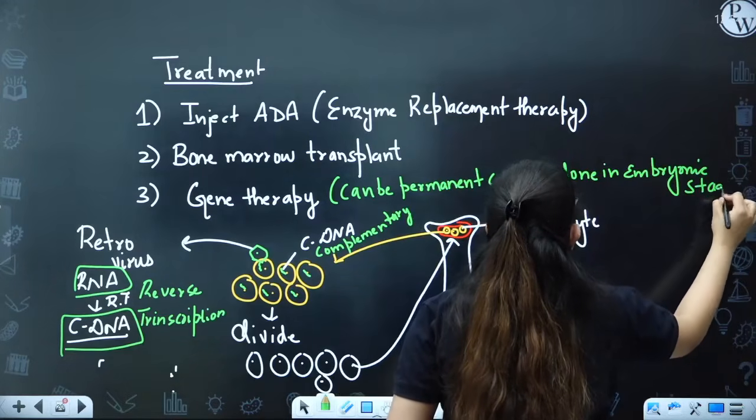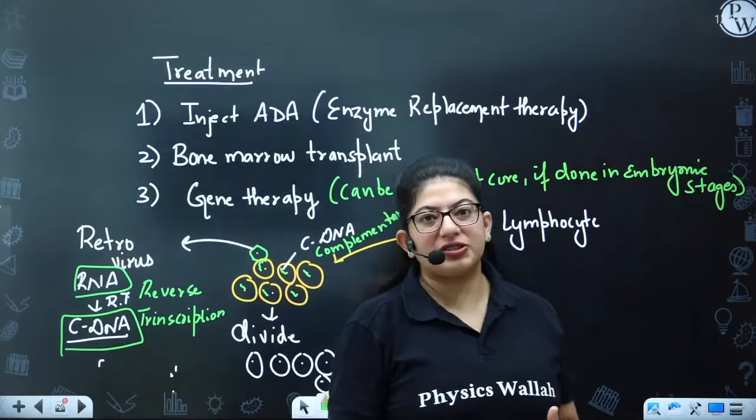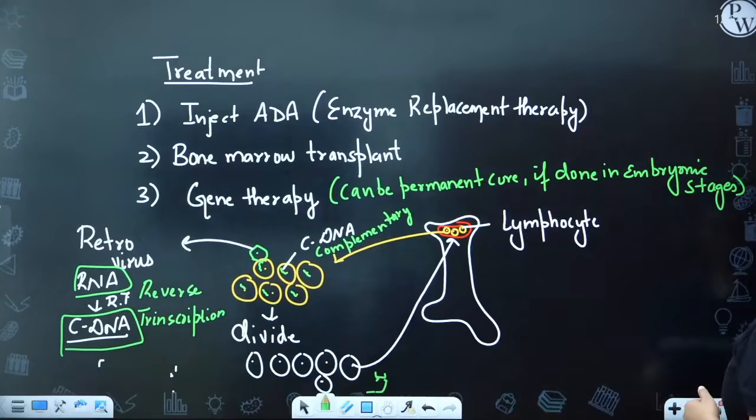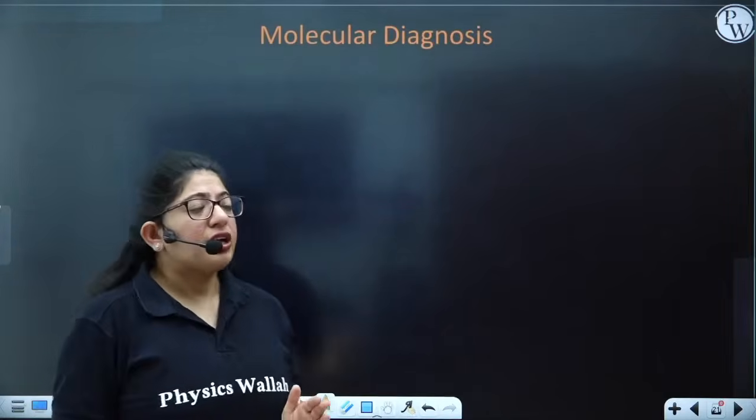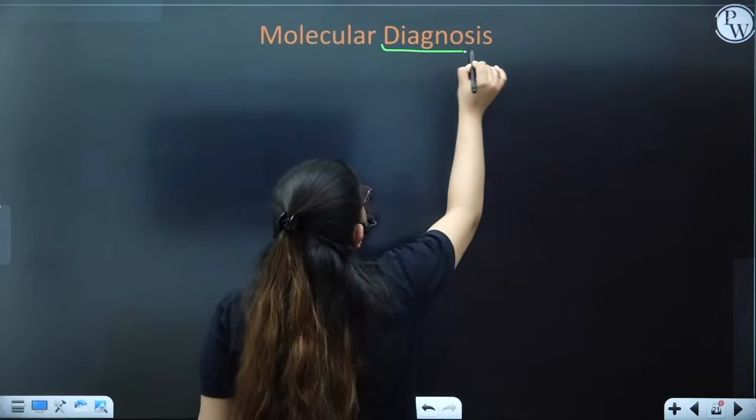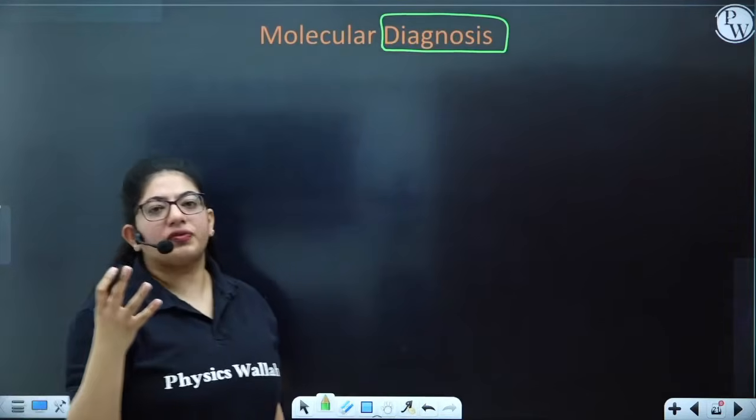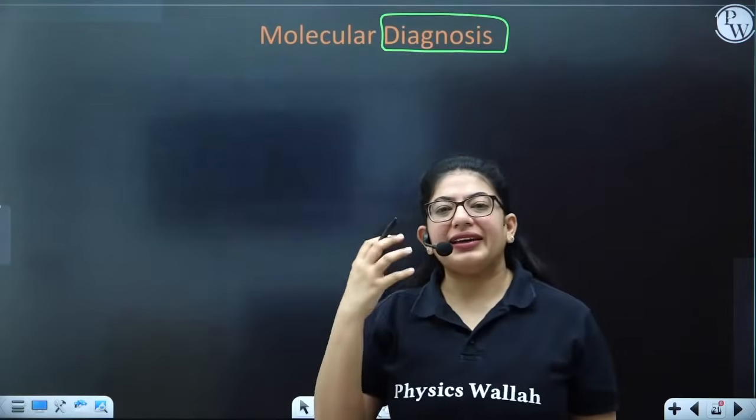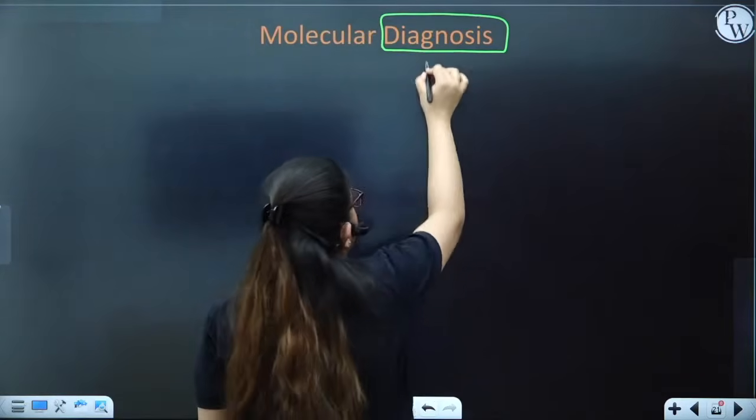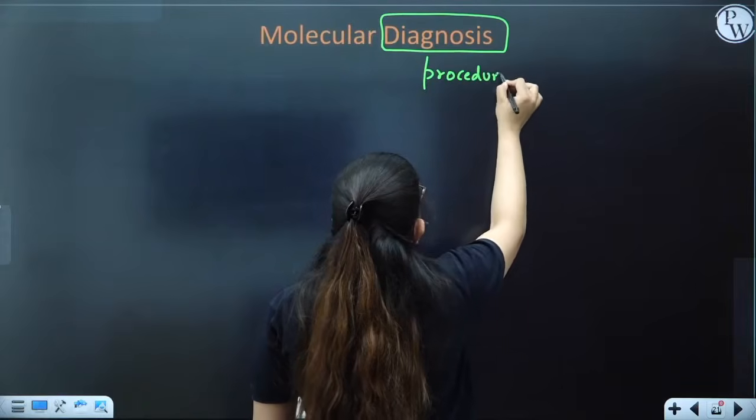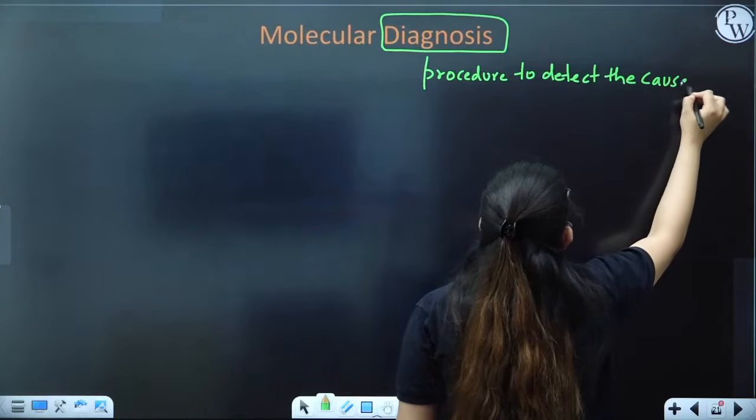Okay, so this is how we have another set of treatments where you can correct the incorrect copy of a gene. So this was about gene therapy. Let's move further and talk about molecular diagnosis. This is another part of the application in medicine. So molecular diagnosis, what is a diagnosis? It is a set of techniques wherein you will find out the cause of a disease. You are detecting the cause of a disease. So diagnosis is a procedure to detect the cause of disease.